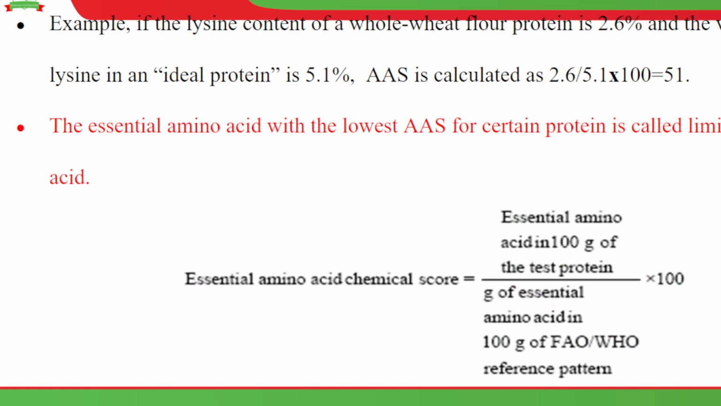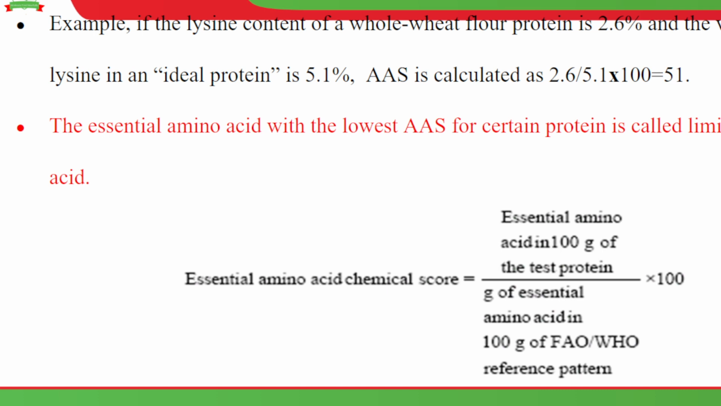You just feed everything into the formula: amino acid score equals essential amino acids in 100 grams of the test protein, which in this case is beans. And this essential amino acid we are looking at, let's say the amount of lysine in 100 grams of beans, over the amount of lysine in 100 grams of egg protein, times 100. That's how we feed in everything.